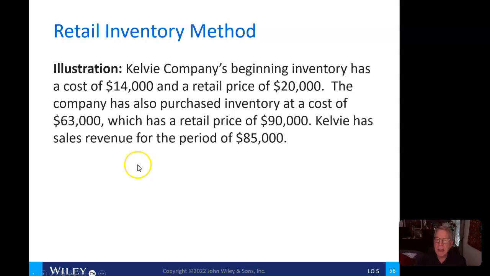Okay, here's Kelvy Company. Beginning inventory cost $14,000. Retail price $20,000. The company also purchased inventory at a cost of $63,000, which has a retail price of $90,000. The company has sales revenue for the period of $85,000.